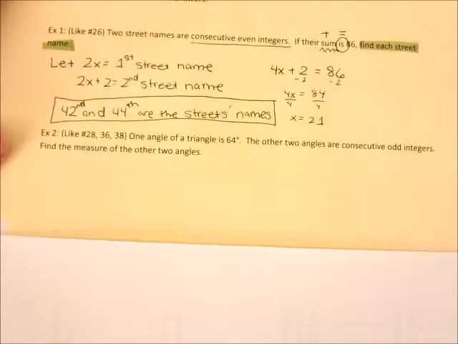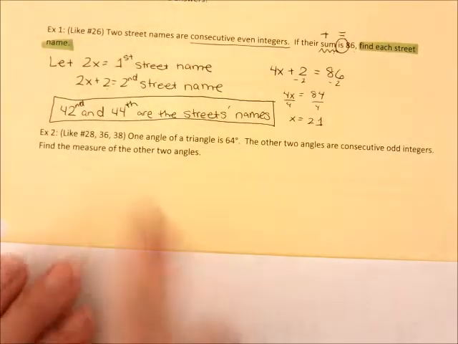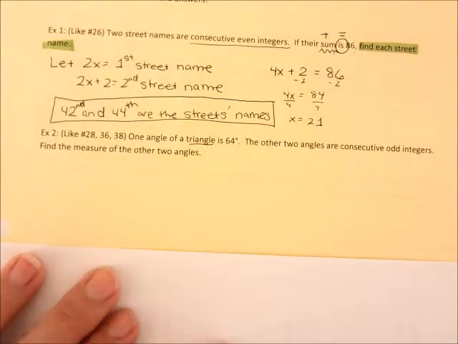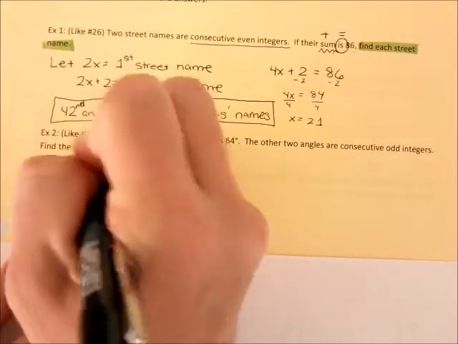Okay, here we go. Number 2. One angle of a triangle. Ooh, I see the word triangle. I think I'm going to draw myself a picture. I don't know what this triangle will be like, but I'm just going to draw myself a triangle.